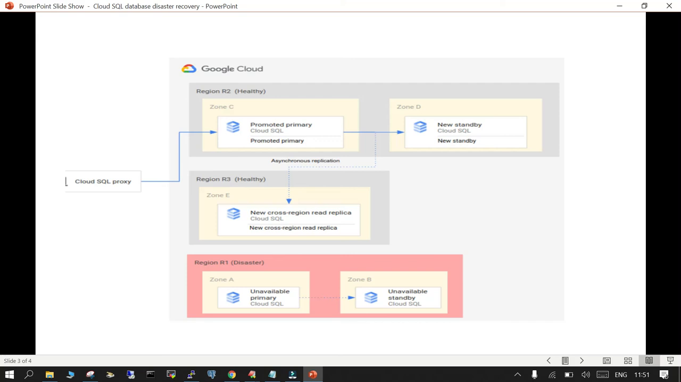So this is all basically how the DR works, and it is almost the same in any cloud. It is good to have the setup ready in advance so that when disaster happens, you will be least impacted. I hope this is going to help, and thank you.